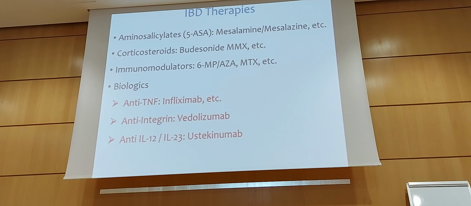Now don't confuse this with another ASA, acetyl salicylic acid, which is aspirin. So aspirin is acetyl salicylic acid, which is also called ASA, but that's aspirin. So the parent compound is salicylate, but this is aminosalicylate, 5-aminosalicylate, 5-ASA, which generically is mesalamine or mesalazine.